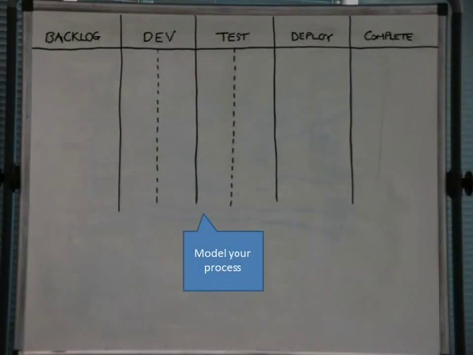So what I've done here, I spent some time last week, and I got a whiteboard, and I marked down on the whiteboard my process. So I've got a backlog of work to do there, then it goes into development, then into test, then deploy it, and then it's complete. So we mark that up on the wall.